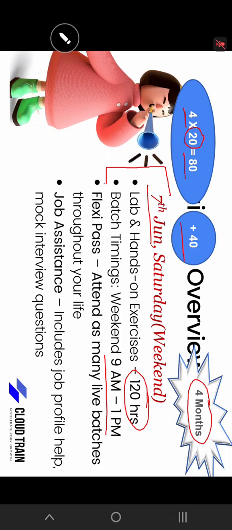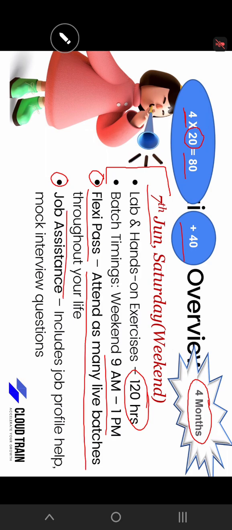Now is the time for offers and fees. But before I go there, we have two additional enrollments that can help you further. One is FlexiPass. Generally, you pay for a batch anywhere and you can attend that batch once only. But at Cloud Train, we have a very special facility, FlexiPass, under which you can pay for one batch, but attend any number of live batches throughout your life.